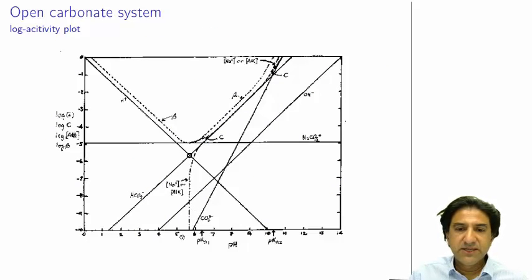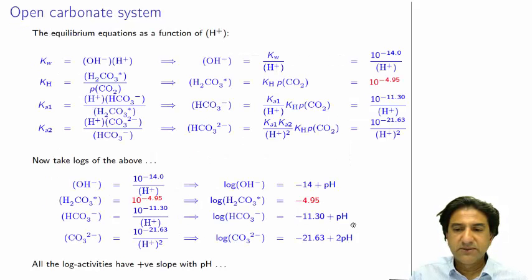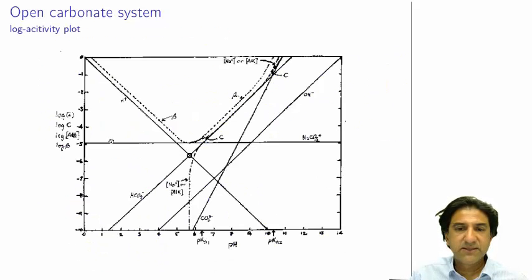Here we have the OH line, here we have the carbonate line with slope plus 2. Sorry, here is the line with slope plus 2, and here we have the OH line. And there's the plot. H2CO3 is constant.